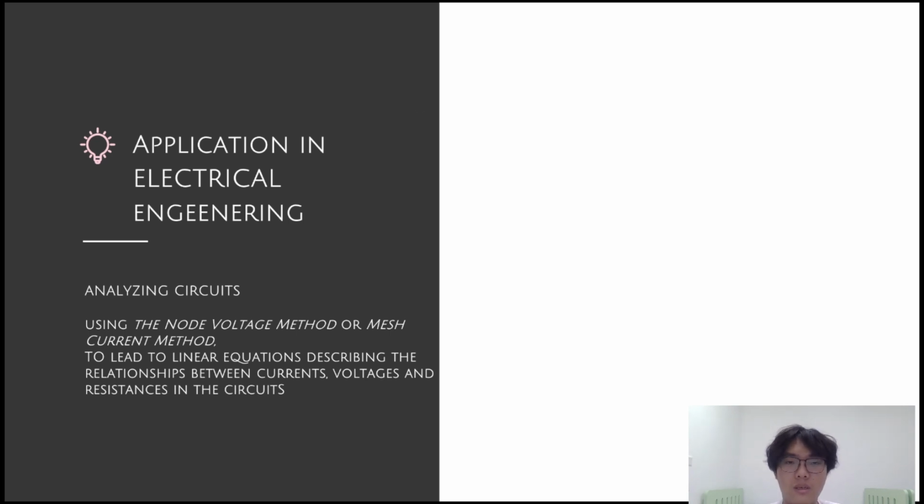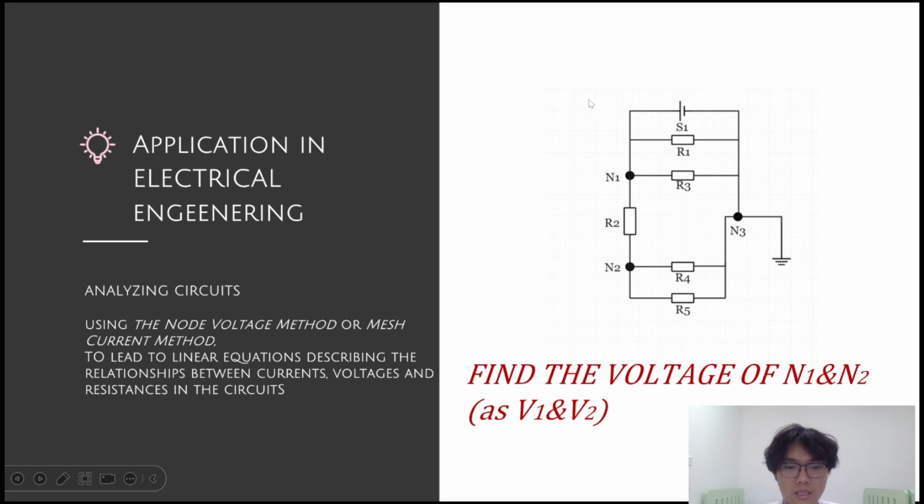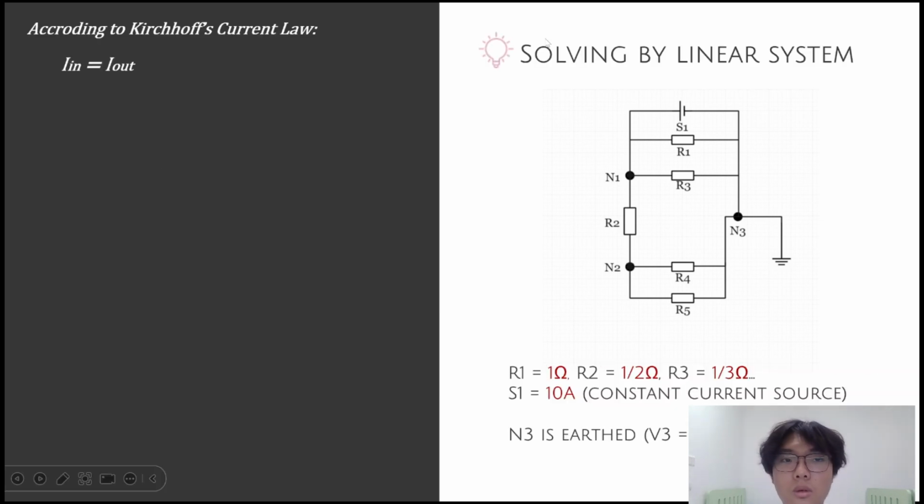And here is an example, and we can use the node current method to solve it. It's like this, and how can we find the voltages of N1 and N2 as V1 and V2? So first, let's analyze the whole circuit. For this circuit, it has a constant current source S1, which equals 10 amperes, and it has 5 resistors, R1 to R5. And it has 3 nodes that we need to analyze.